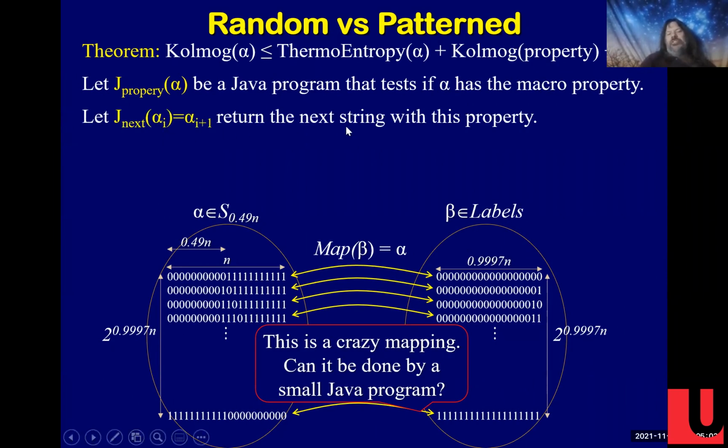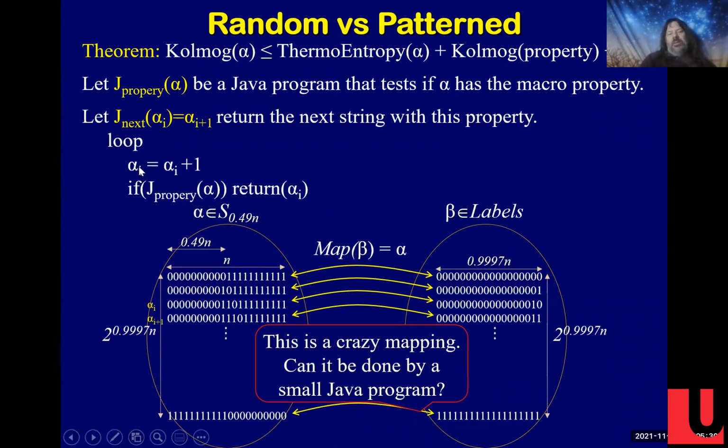Now, here's another Java program. You put in as input the ith binary string in this list, and what it outputs is the (i+1)th binary string in this list. It just gives you the next one. Can anybody think about how to write such a program? Here's the code for it.